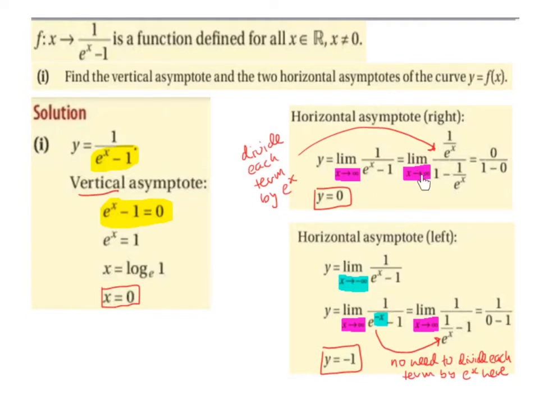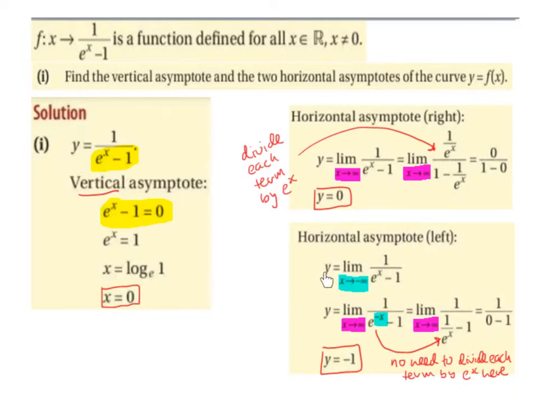And as x approaches infinity, the closer and closer that this x value gets to infinity, the bigger the denominator gets in this fraction. And 1 over infinity will basically give us 0. And likewise for minus 1 over e to the power of x tends to minus 0. So therefore the horizontal asymptote on the right is y equals 0. Now the horizontal asymptote on the left.